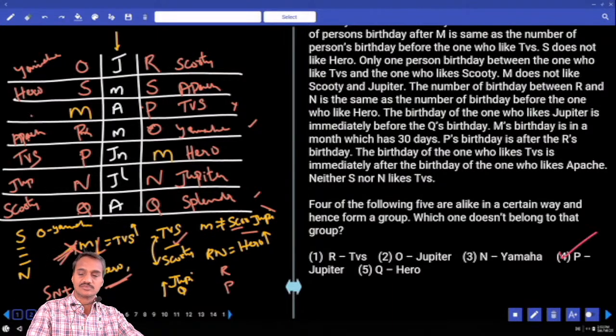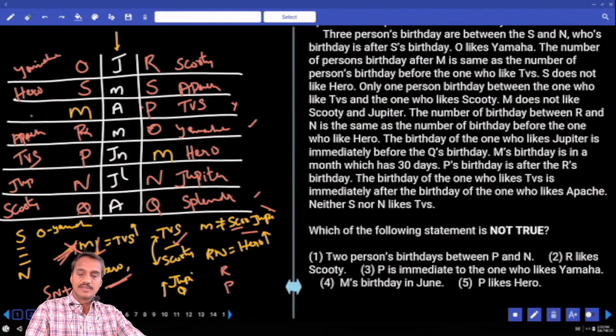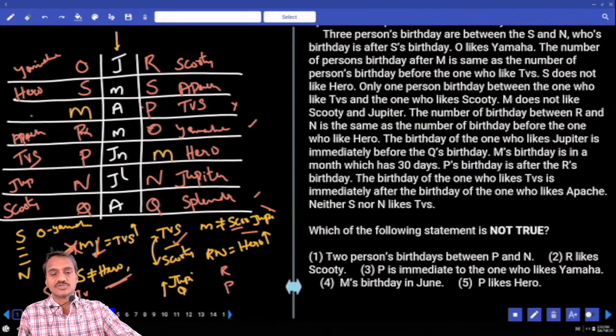Choice for question number 2. And S likes which of the following bikes? S likes Apache, that is choice 3. And fourth one, which of the following statements is not true? Not true means definitely false. Two persons' birthdays between P and M. Now, P K and K M, two persons' birthdays. True or false? That is true. So that one is not the answer.